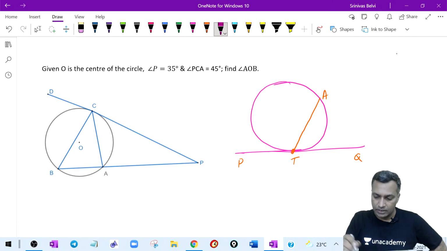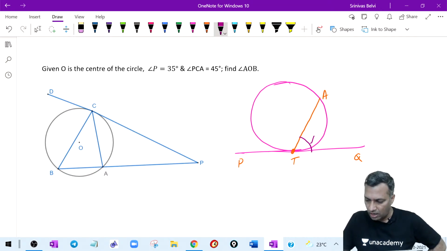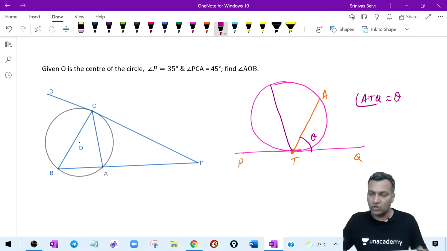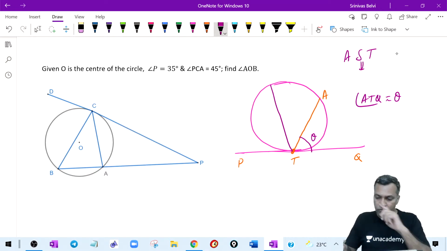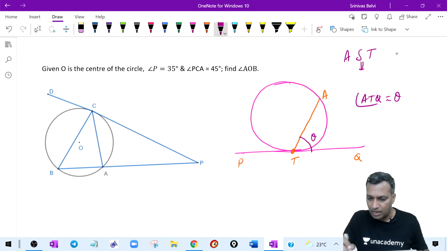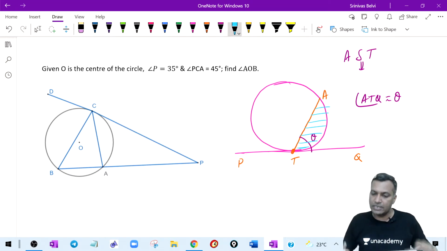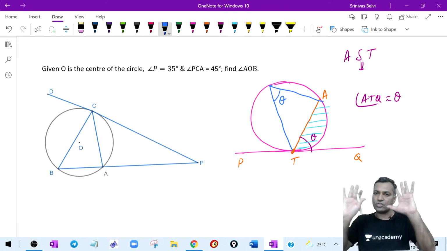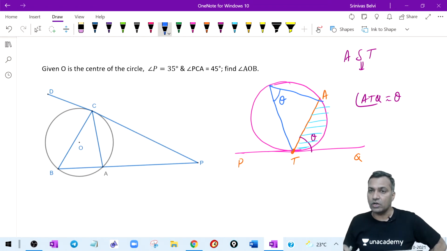What is the alternate segment theorem? If this particular angle is alpha or theta, whatever you want to take, where theta is angle ATQ, then do any construction on the alternate segment. Look for the alternate segment, because this angle is a part of this particular segment. Draw any angle in the alternate segment, and that also would be equal to theta. We call it the alternate segment theorem.